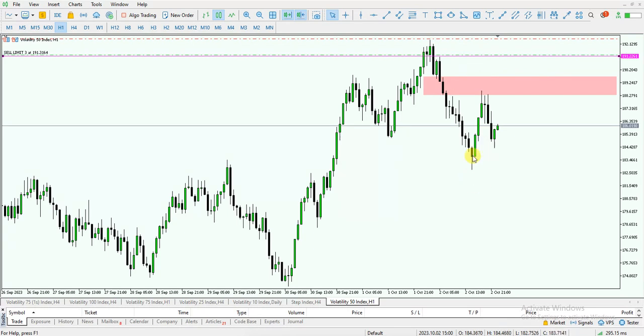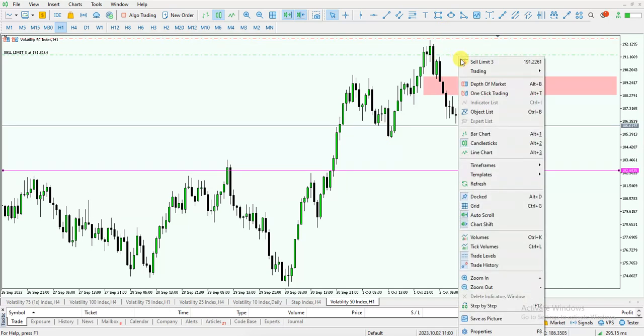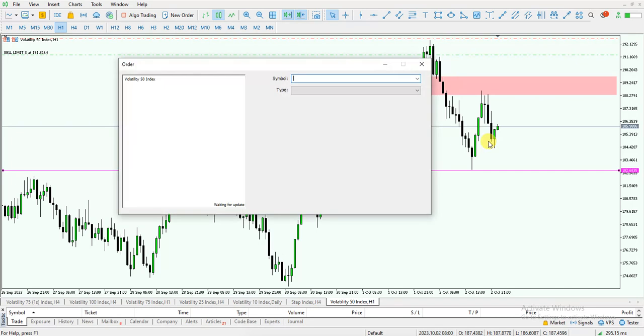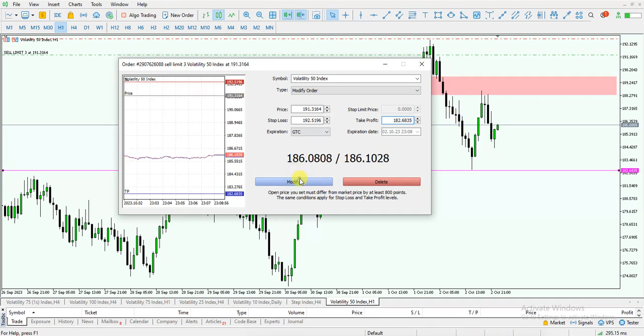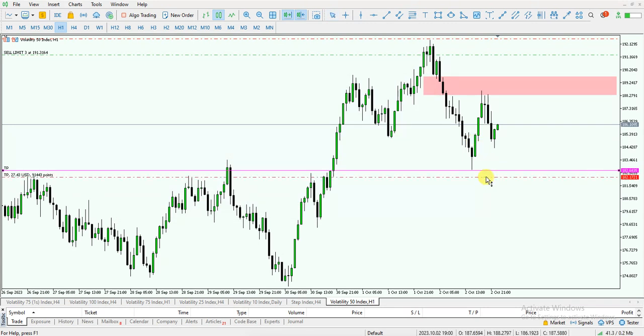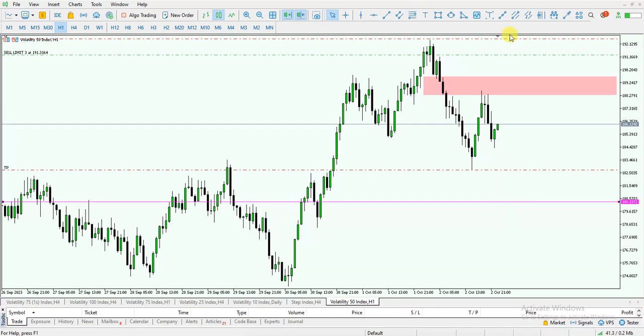And then where can you take your profit? You can set your profit target at this low. Okay, so let's modify this. So our profit target is 182.6835. All right, so we modify, and then for instance, if you are executing such a trade, you know, 25:3, how many? You should do the math yourself.